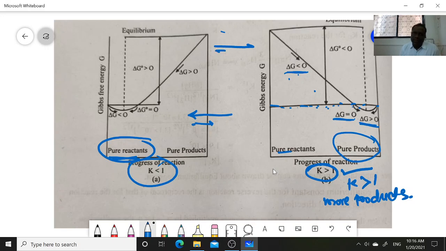If the reaction proceeds in the forward direction, more products are formed, and that can be written like this. If the reaction proceeds in the backward direction more and the forward direction less, that can be written like this. The backward direction arrow is bigger, the forward direction arrow is smaller. In this case, the forward direction arrow is bigger and the backward direction arrow is smaller.